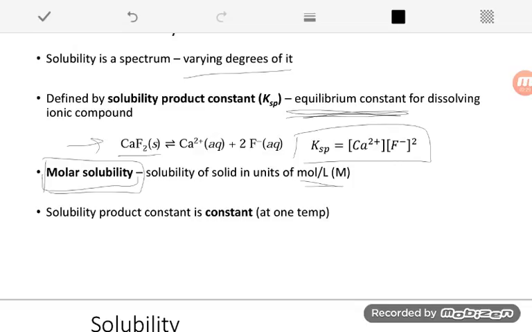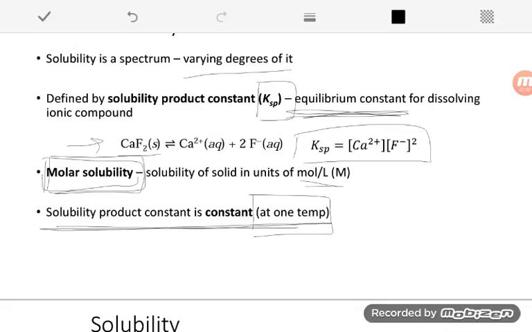So keep in mind that solubility product constant is a constant. It's an equilibrium constant. It does change with temperature. Solids become more soluble with increasing temperature, so we would expect their Ksp to increase. But at a given temperature, it will stay stable. So typically in these types of problems, we're either asked to figure out what the Ksp is or what the molar solubility is. So we approach those nearly identically.